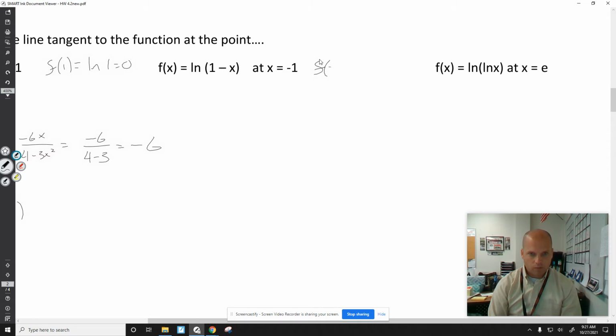Let's plug in negative 1 to start. 1 minus negative 1 is 2. I can't simplify that. Log of 2, you just have to leave. So if it's log of an e to a power, which includes log of 1, you know what that is. Everything else, you don't know, so you just leave.